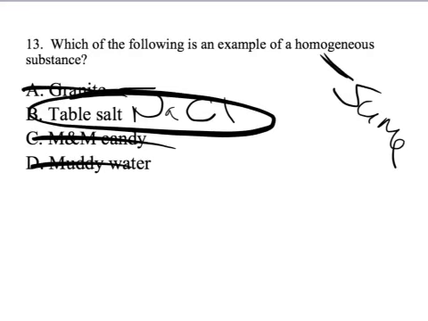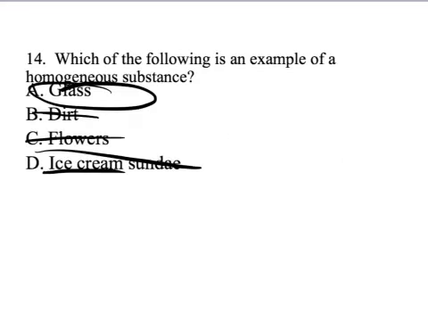Okay, which of the following is an example of a homogeneous substance? Correct answer is glass. Why? Because dirt isn't going to be the same throughout. Flowers, you're going to have your colored petals with your green stems, so that wouldn't make it homogeneous. An ice cream sundae wouldn't be homogeneous because you have your caramel on the top, if you're me, and your chocolate chip cookie dough down below, so it's not going to be the same throughout.